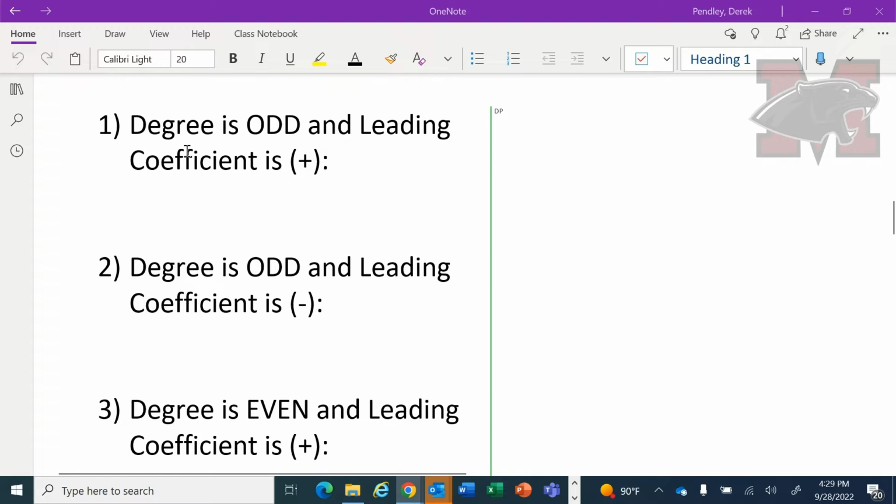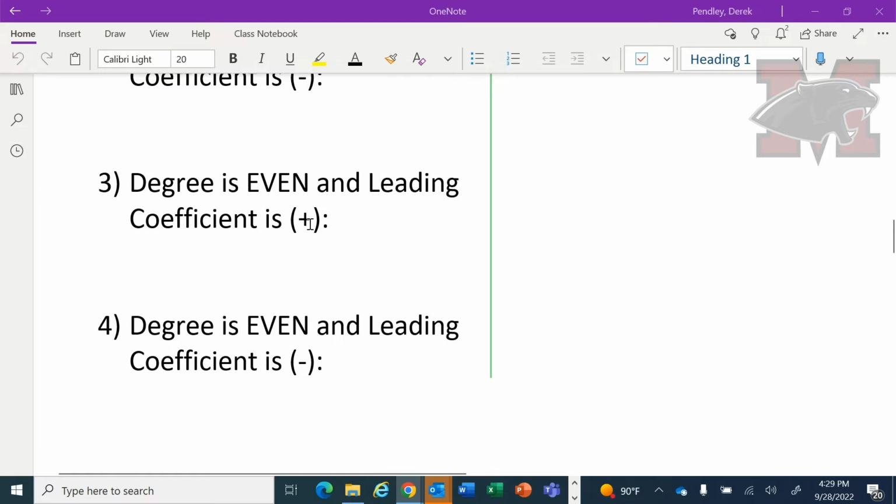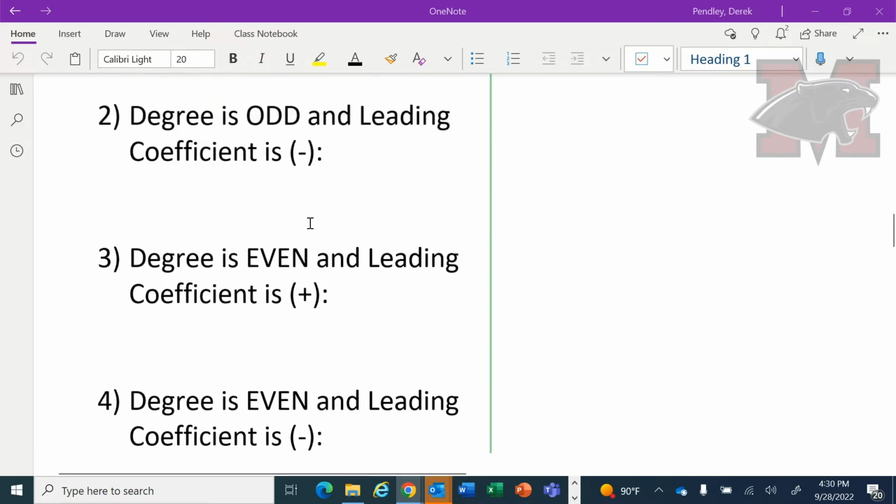The first possibility is the degree is odd and the leading coefficient is positive. The second one, the degree would be odd, but the leading coefficient is negative. Then we look at the third one. The degree is even and the leading coefficient is positive. And then the last case is the degree is even, but the leading coefficient is negative. So these are our four cases here.